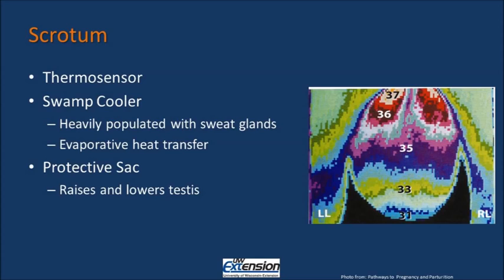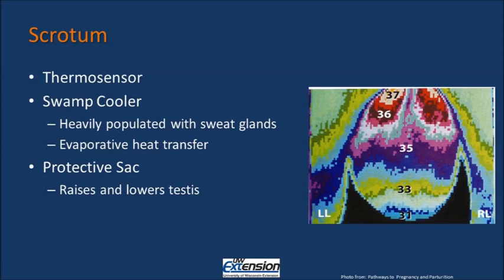When the males experience elevated body temperatures or elevated scrotal temperatures, the hypothalamus detects this change and sends nerve impulses to the sweat glands. The sweating then allows the scrotum to be cooled by evaporative heat transfer. Therefore, the scrotum is also known as a swamp cooler because it is heavily populated with sweat glands and it is effective at conducting heat away from the testis by evaporative heat transfer.